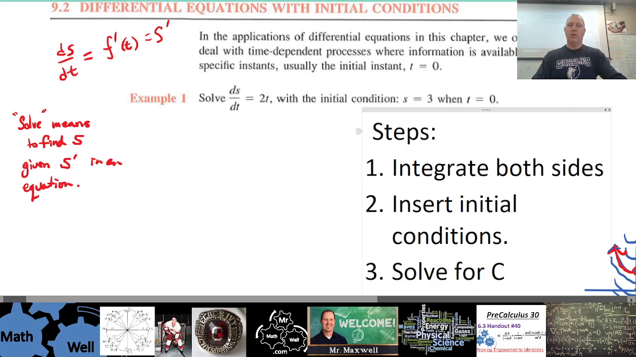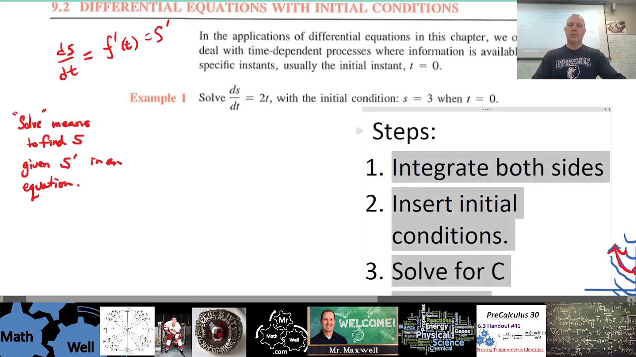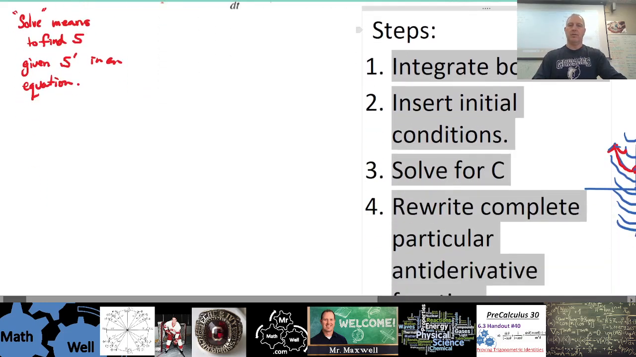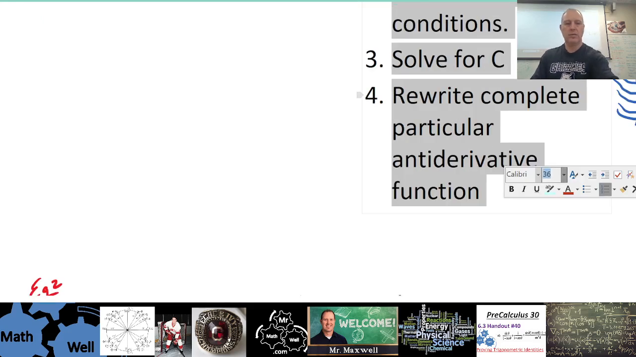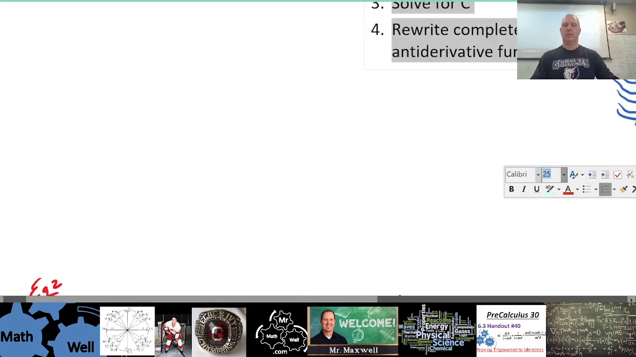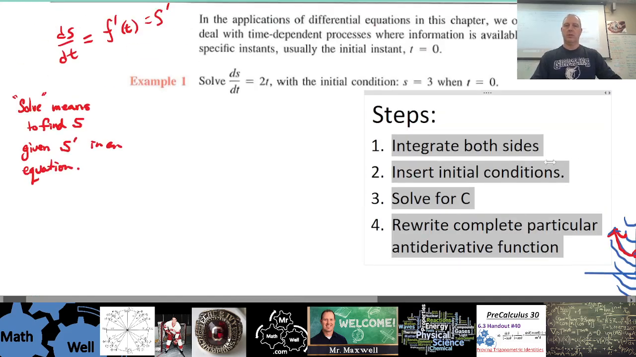All right, so our steps. I'm just going to make these a little bit smaller so I can fit them all on the screen nicely. Let's see, not size 36, let's go 25. Okay, and then I'll just squish those up a little bit.